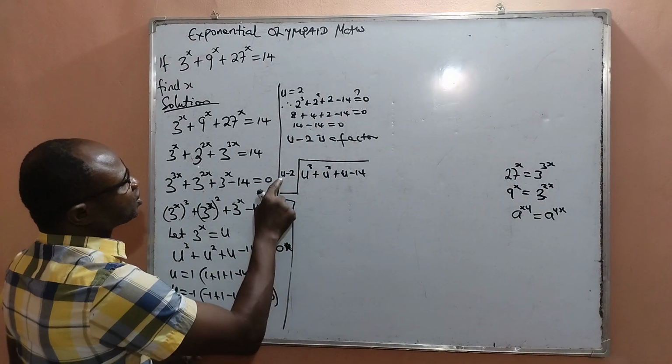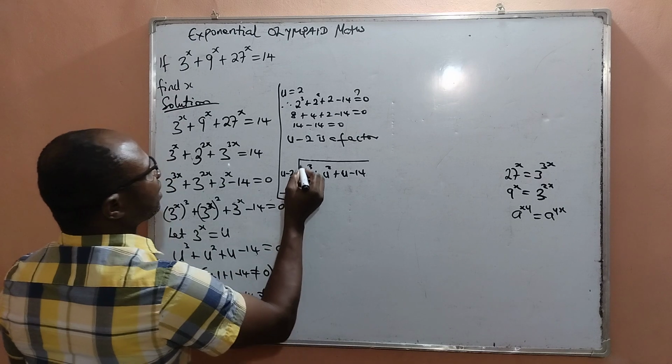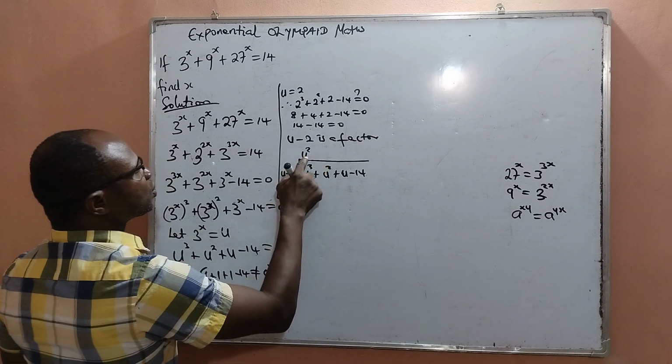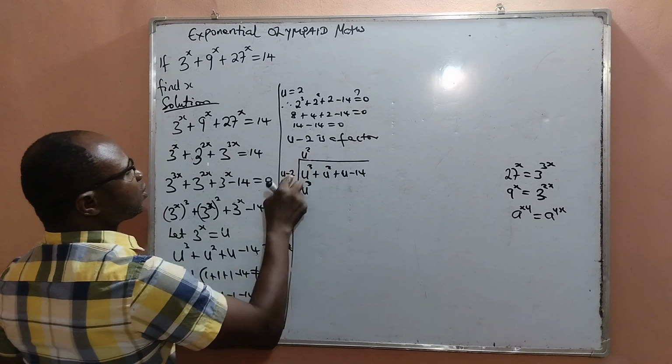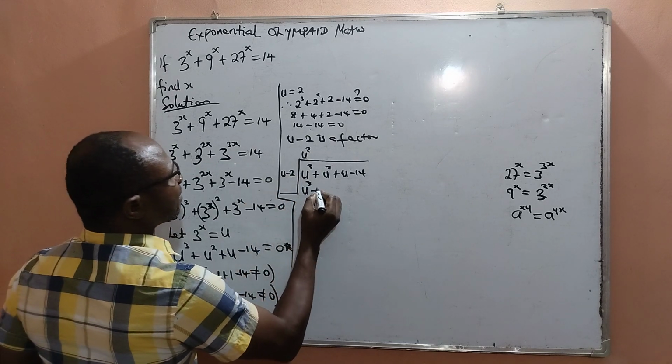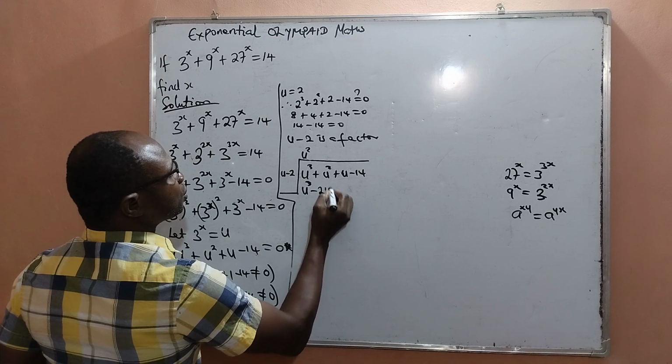Therefore, to divide this, you divide u to the power of 3 by u, which will give me u squared. So u squared times u is u cubed, and u squared multiplied by minus 2 will give me minus 2u squared.